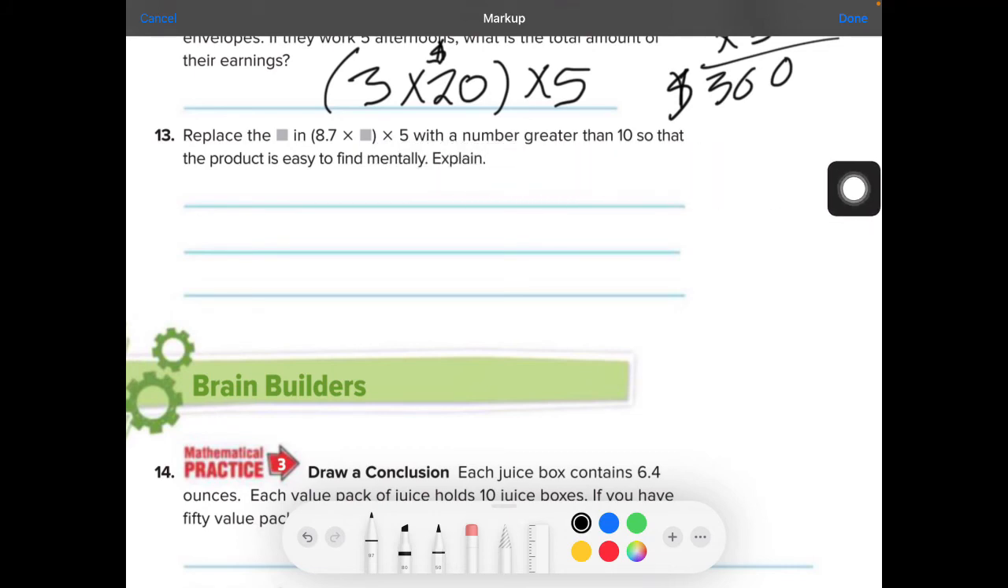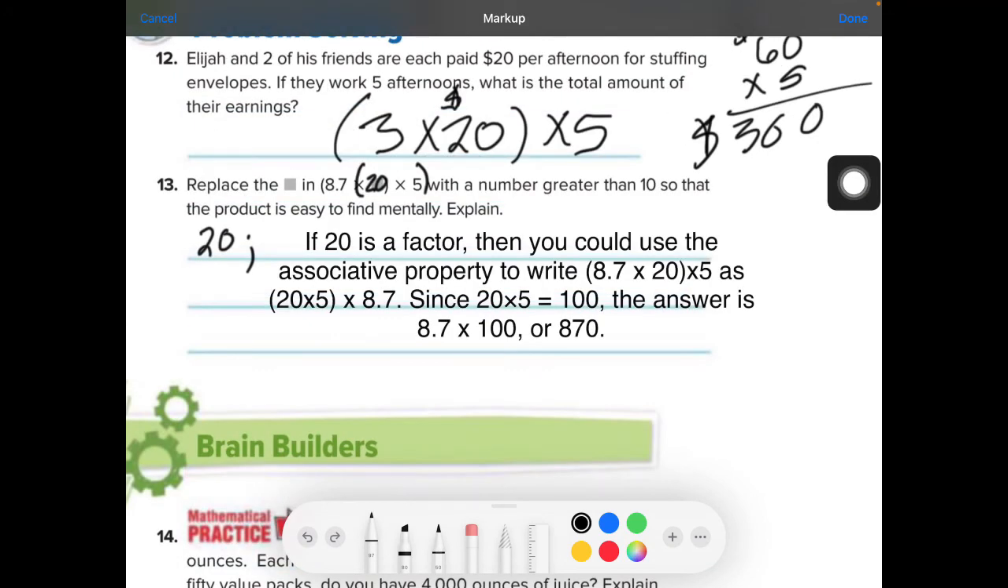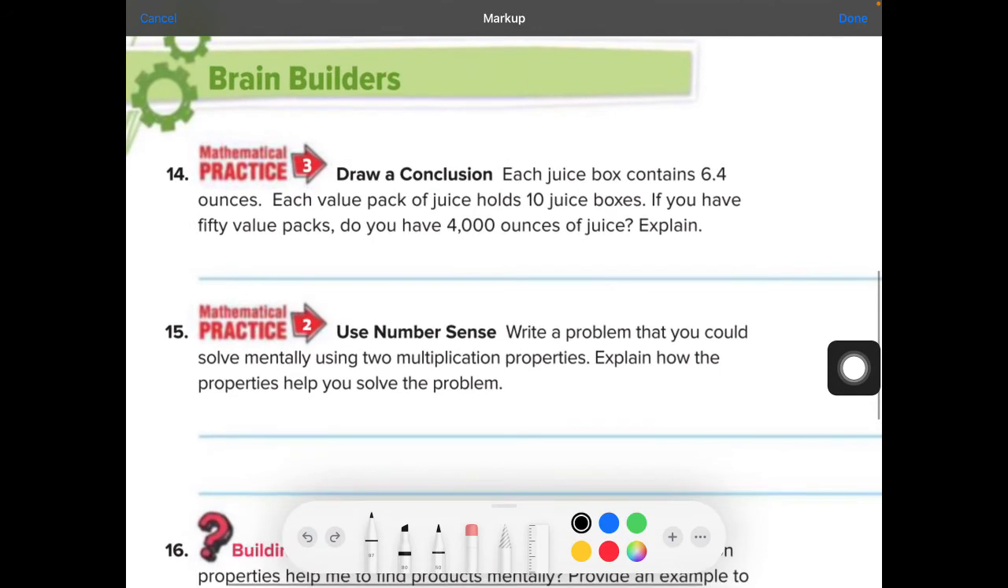Number 13, replace the gray square in 8.7 times blank times 5 with a number greater than 10, so the product is easy to find mentally. Oh, okay. Well, let me think. I would probably choose maybe 20, because what I can do there, I'm going to put it right here, 20. All right, take 2. If 20 is a factor, then you could use the associative property to write the original equation right here as this equation that's a lot easier to figure out mentally. Since 20 times 5 is easier to figure out as 100, then we can just move the decimal point over 2 spots and get 870.